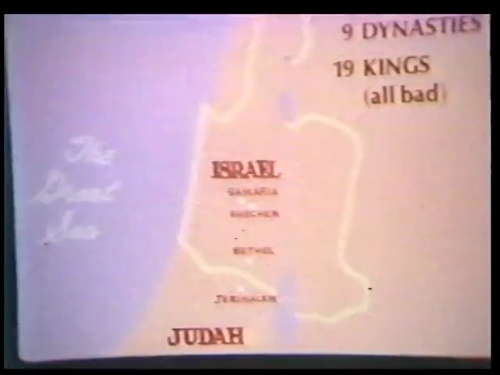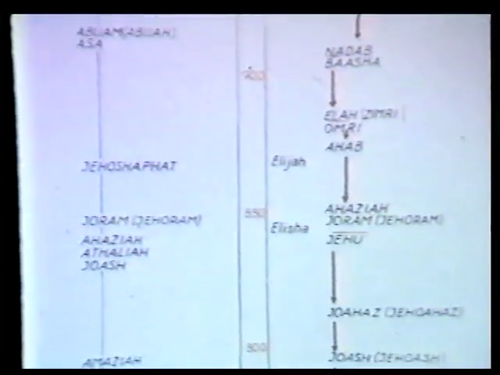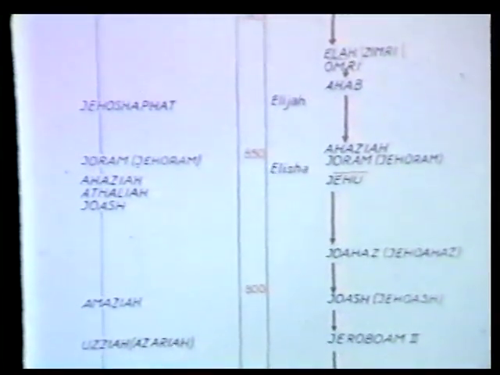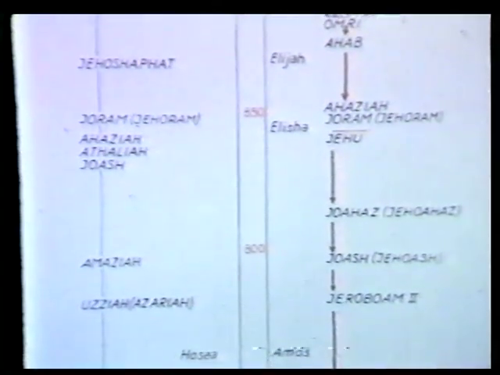Politically, the two kingdoms were different. Both had 19 kings, but Israel had 9 different dynasties, and Judah only one. This meant that in the 200-year history of Israel, there were frequent changes in dynasties. Some lasted for many years, others only for days or months.